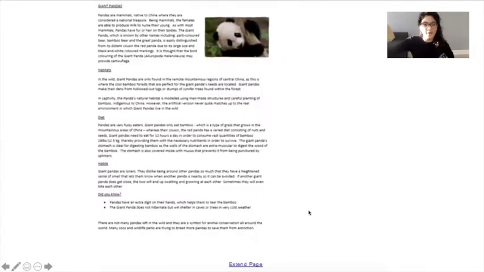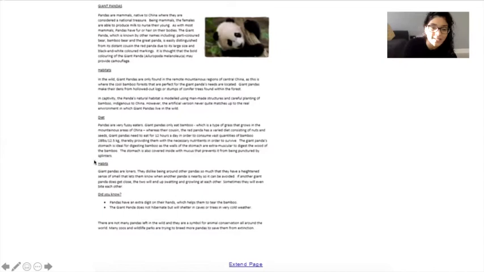Here is another one about giant pandas. So you've got a nice little picture there of the panda. You've got an introduction telling you what the non-chronological report will be about. And you've got your subheadings separating the report really, really nicely. So you've got one section, which is about habitats. You've got one section here, which is about the diet, so what giant pandas like to eat.